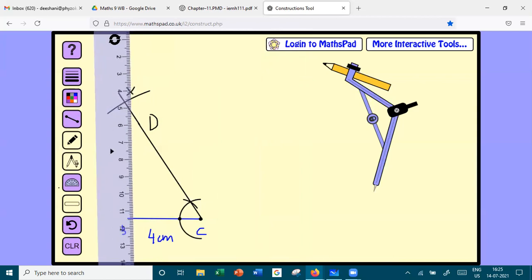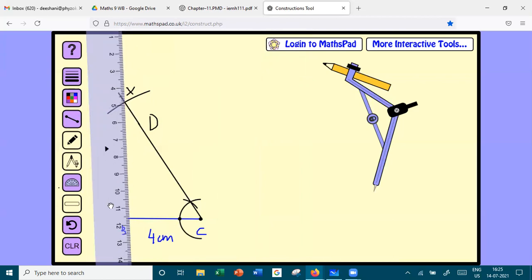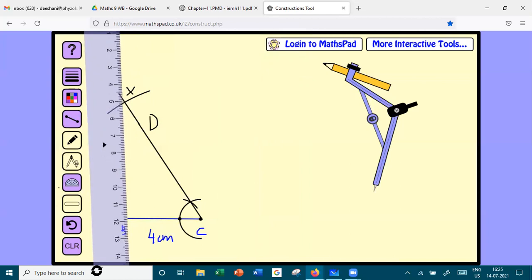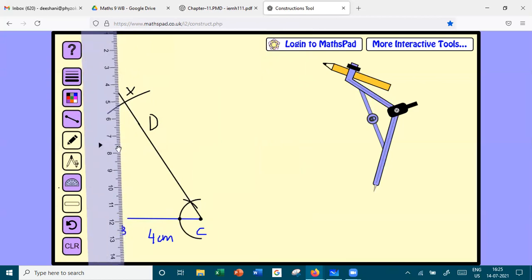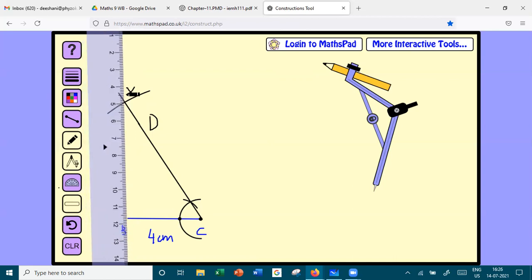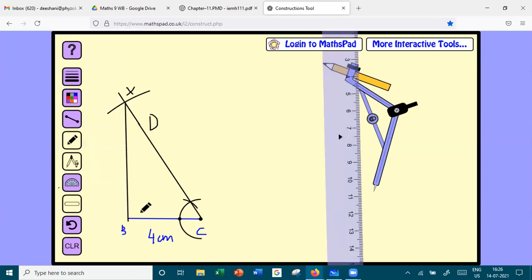Okay. So join B X, right? B to that point. Ma'am, CX is how much centimeter? 8. Done till here. CX is 8. Then you join B and X using your scale. Done. Now what we are going to do is draw a perpendicular bisector of BX.